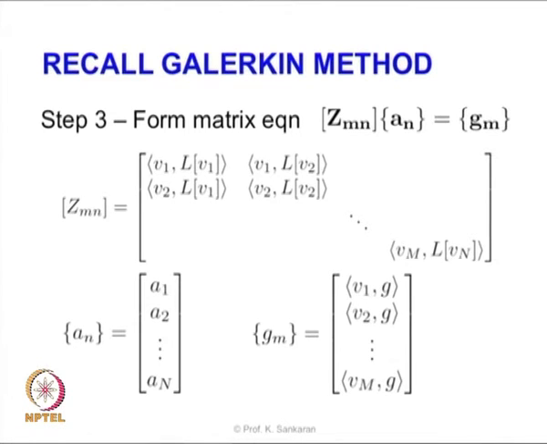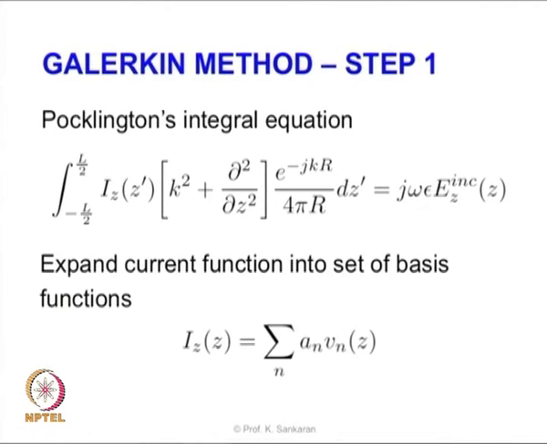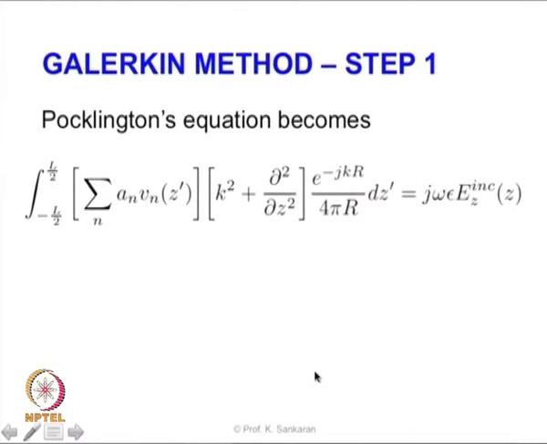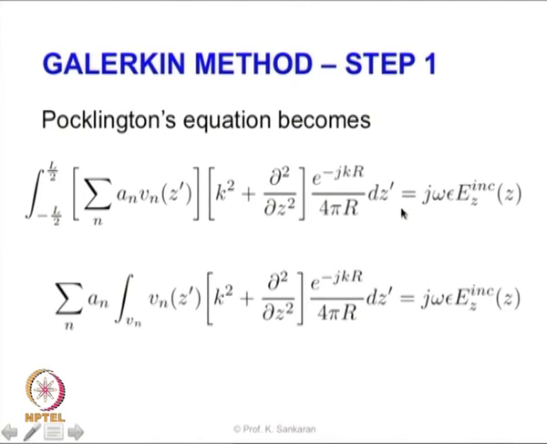For the Pocklington integral equation, what we have is I of z will be expanded. This is the term that we don't know. We are multiplying instead of I of z using this term, and we have the right hand side given by this equation. What we are doing is bringing the a of n, the summation of the a of n, out, and keeping the rest of the terms inside. So what is happening here is inside each of the elements, that is what we are interested in.